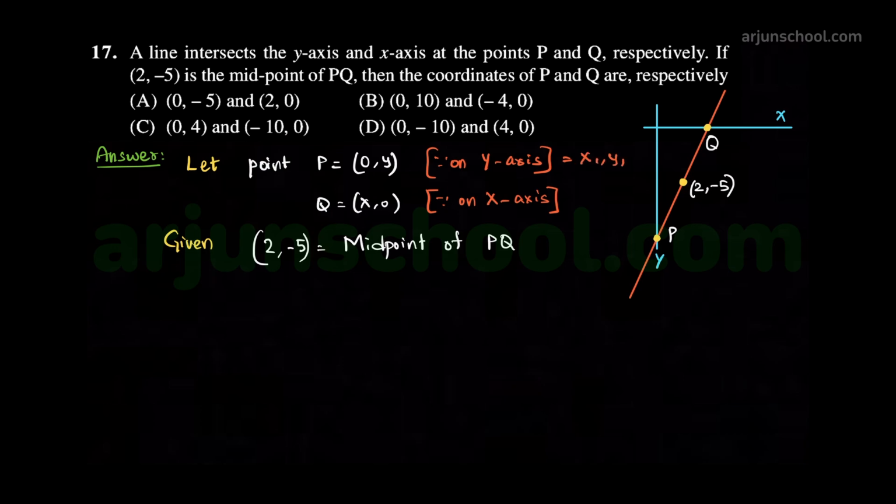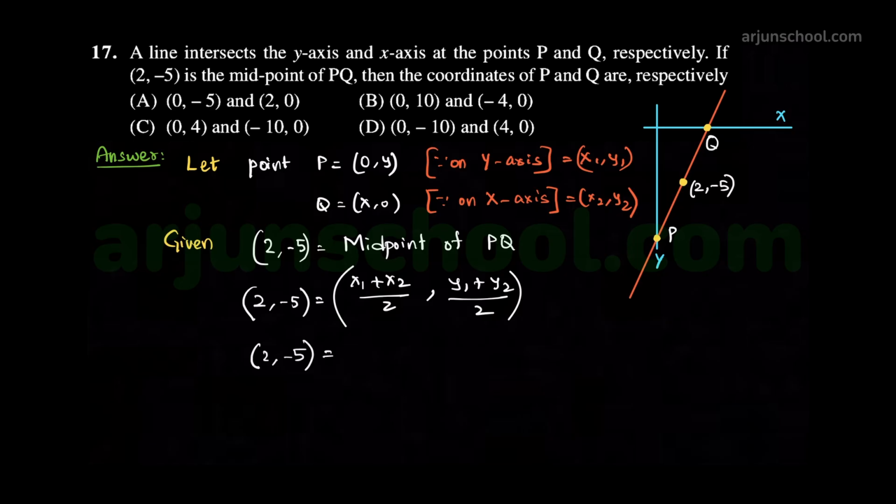Let us consider point P as (x1, y1) and point Q as (x2, y2). The formula for the midpoint of the line segment joining points (x1, y1) and (x2, y2) is ((x1 + x2)/2, (y1 + y2)/2). Let us substitute the values: x1 is 0 plus x2 is x, divided by 2, and y1 is y plus y2 is 0, divided by 2.